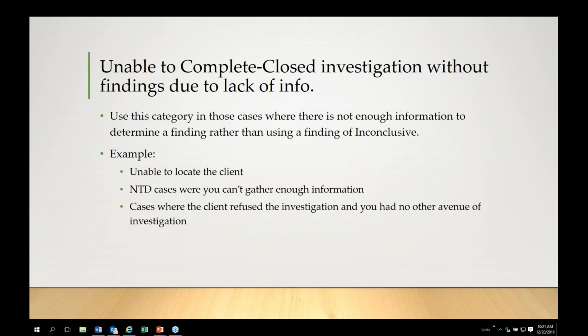Unable to complete and closed without findings due to lack of information. We want you to use this category instead of inconclusive if you really couldn't complete the investigation. So if you couldn't locate the client is the time that you would use this. NTD cases where you just couldn't get enough information. And cases, especially self-neglect cases, where the client refused the investigation and you had no other way to figure out what happened. This is going to be the one you use when the client in a self-neglect case slams the door in your face and won't tell you anything.